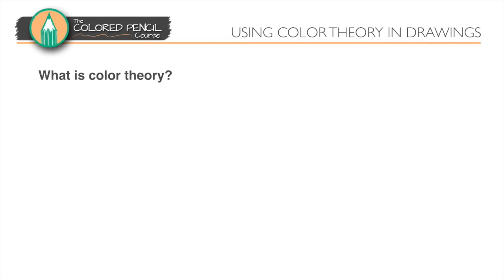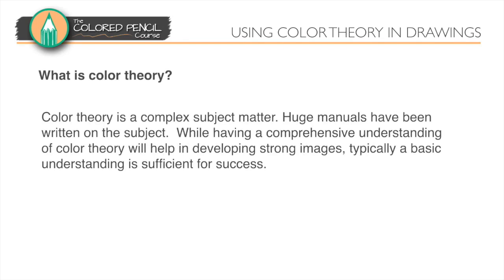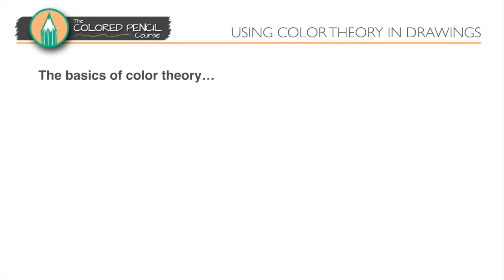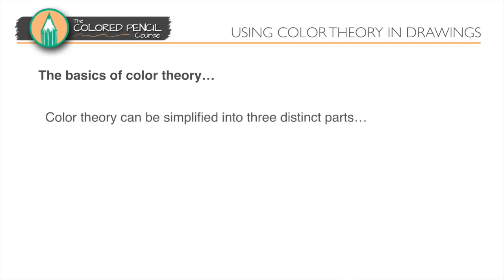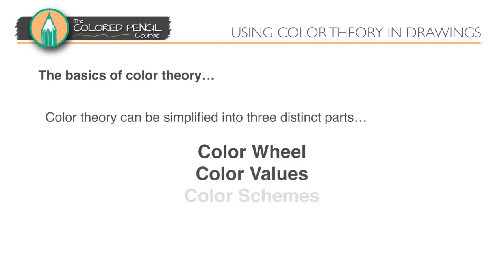What is color theory? Color theory is a complex subject matter. Huge manuals have been written on the subject. While having a comprehensive understanding of color theory will help in developing strong images, typically a basic understanding is sufficient for success. The basics of color theory: color theory can be simplified into 3 distinct parts: the color wheel, color values, and color schemes.